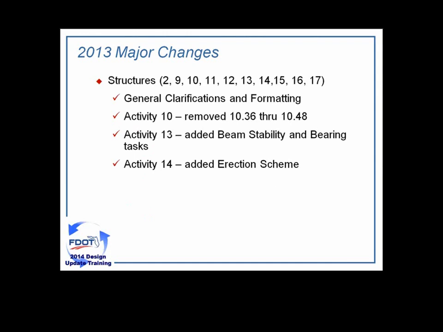There were very few revisions in the structures activities and tasks during this update cycle. Under Activity 10, Structures, Bridge Development Report, tasks number 10.36 through 10.48 were deleted, and instead we are referred to Activities 12 through 16 to estimate these tasks as needed. There were also a few new tasks added to the scope services, including beam stability, bearing, and erection speed.